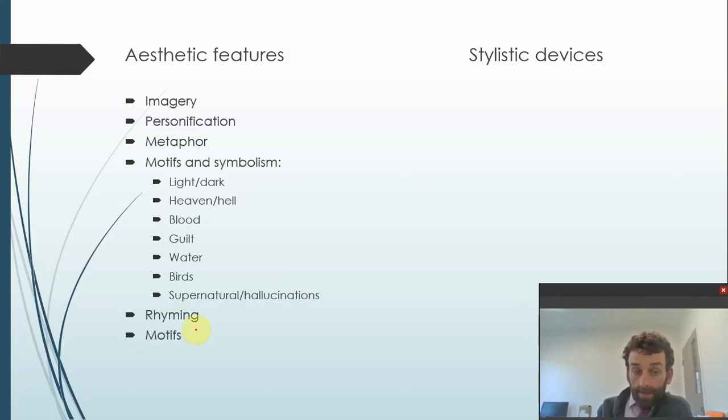Rhyming couplets, Macbeth using the rhyming couplets, mirroring the witches' rhyming couplets. Motifs, some of those we've outlined up here. So these are all aesthetic features, and how Shakespeare uses these to position the audience to reflect on Macbeth's actions, to reflect on Lady Macbeth's actions, to reflect on elements in the play, and how they position us.